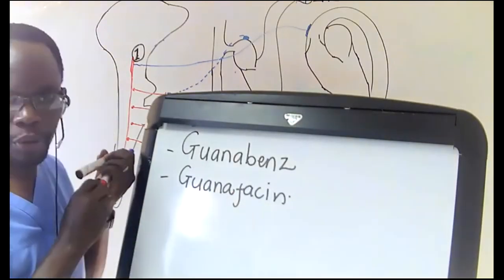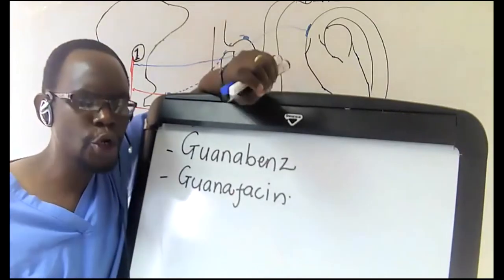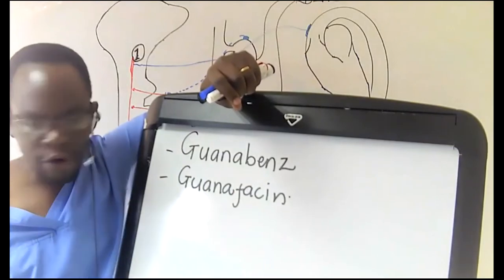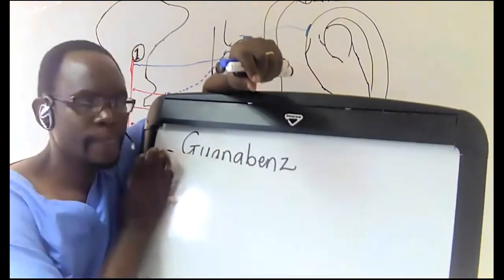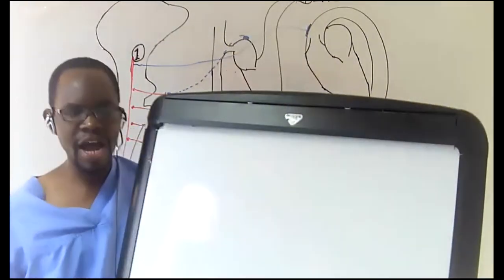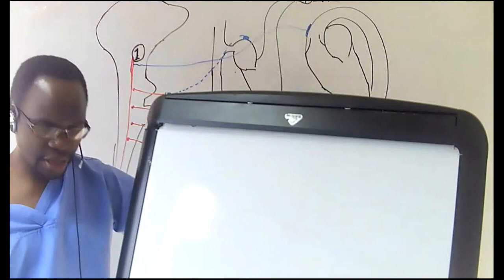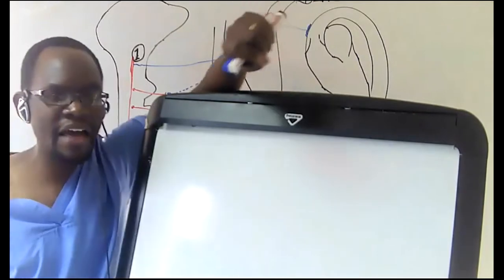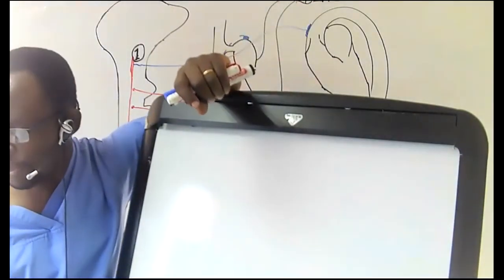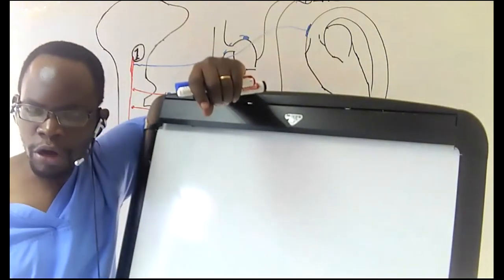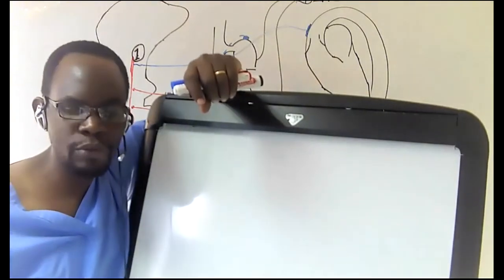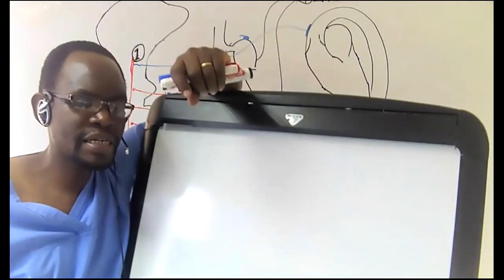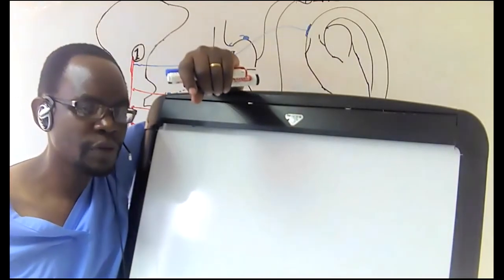Now, first of all, you should know that these drugs are not considered first line. They are not considered the first line drugs to be given as far as management of hypertension is concerned. We have other drugs, because of some of their side effects. One of them is that they lead to salt and water retention. Basically that is why they are combined with diuretics.